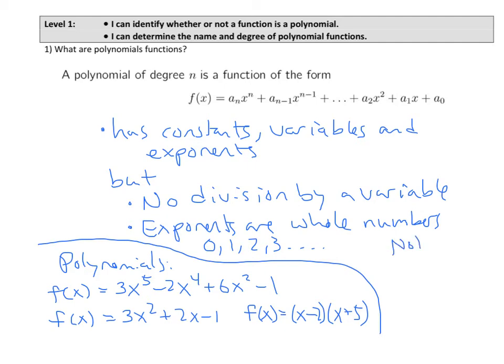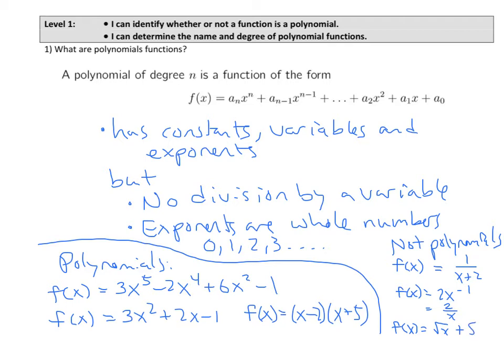Things that are not polynomials would be division by a variable. So something like f of x equals 1 over x plus 2. We're dividing by a variable. That's not a polynomial. Or f of x equals 2x to the negative 1. That's not a polynomial because when you have a negative exponent, that's division by a variable. This is 2 over x to the 1st power. So not a polynomial, and you can't have a radical on your variable, so something like f of x equals the square root of x plus 5. Remember that a radical is a fraction exponent, so those would all not be polynomials.